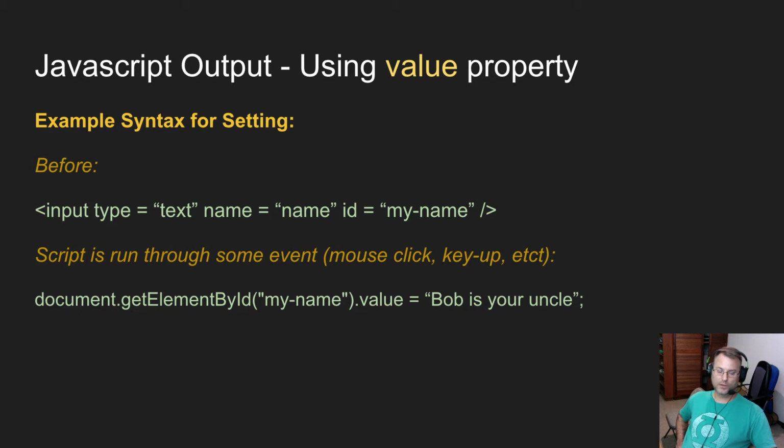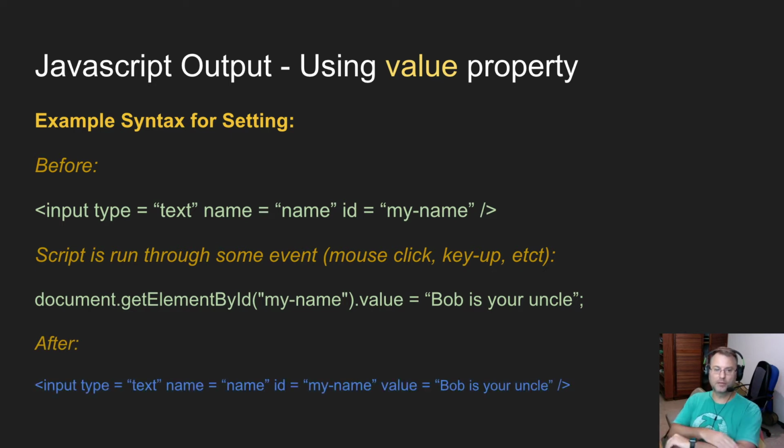So if we had some type of event that happened on the page, we could fill that input, that HTML input form element, with that text, Bob is your uncle. So after it's run, what you would literally see if you inspected the DOM of that page and looked at it, you would see input type text, name is name in quotes, the ID is my name, right? And the value would show Bob is your uncle. That's how you would do that type of assignment.